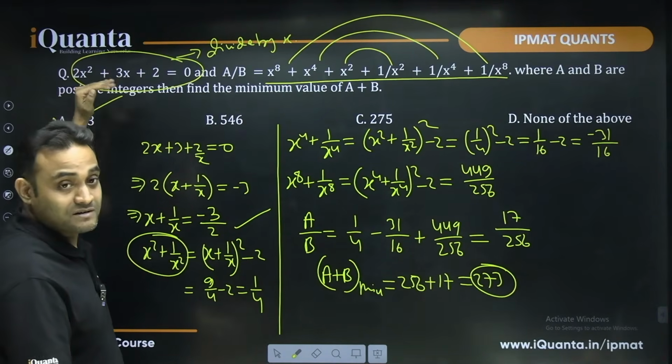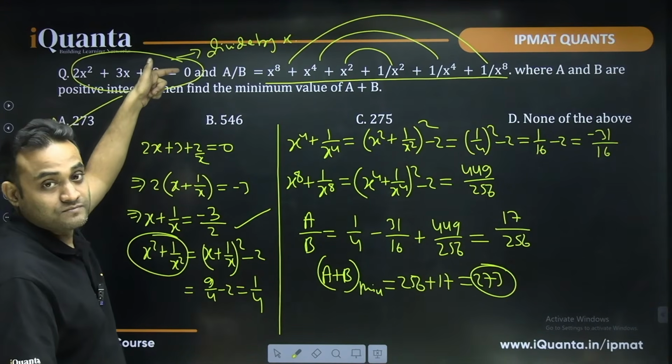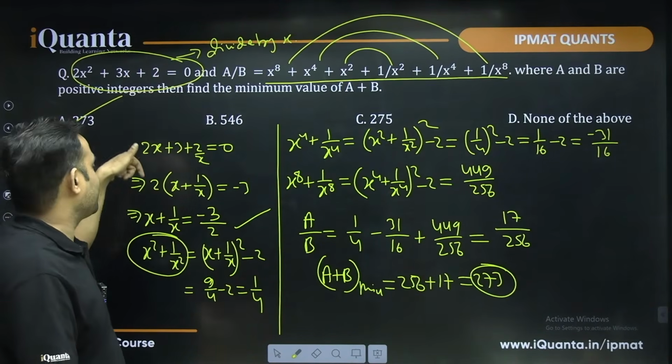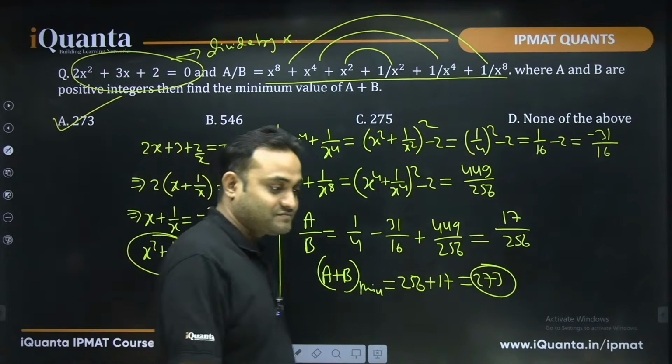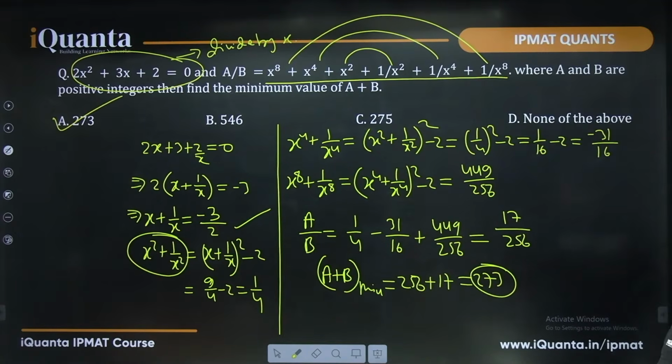This is the hint. So from here you can see 2x square plus 2. So you can find x plus 1 by x. That's it. And of course we are doing this so that you can learn how to solve these type of questions, right?